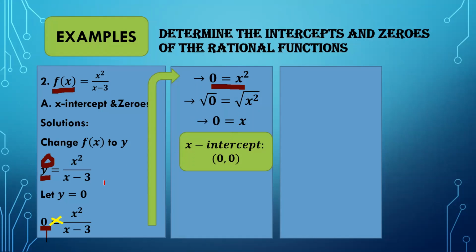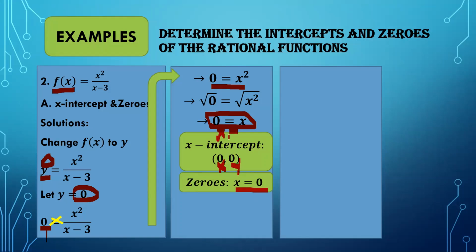So since we let y be equal to 0 and the result gives us x equal to 0, the x-intercept is (0, 0), where the x value is 0 and the y value is also 0. So obviously, the x-intercept is on the origin. And the zero is x equals 0.